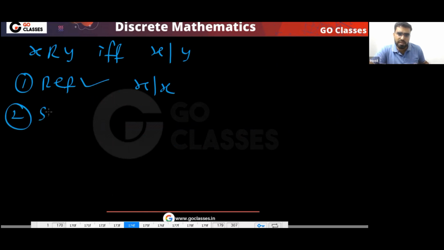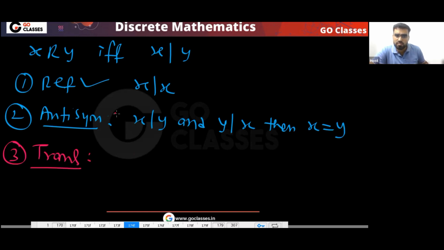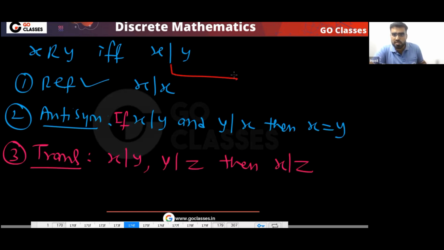Next, is it antisymmetric? Yes, this is antisymmetric because if X divides Y and Y divides X, then definitely I can say X is equal to Y. Similarly, is it transitive? Yes, this is transitive because if X divides Y and Y divides Z, then I can say that X divides Z. So all these three properties hold. This divides relation, if you notice, is a partial order relation.